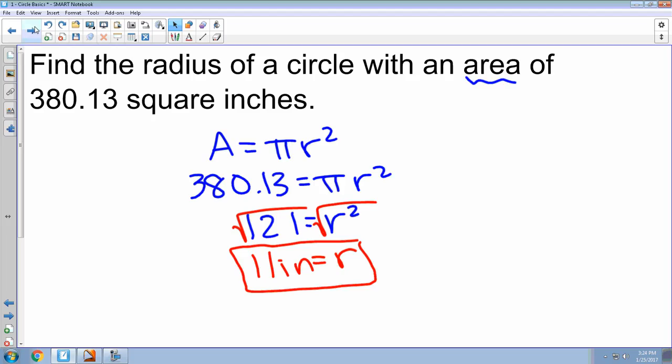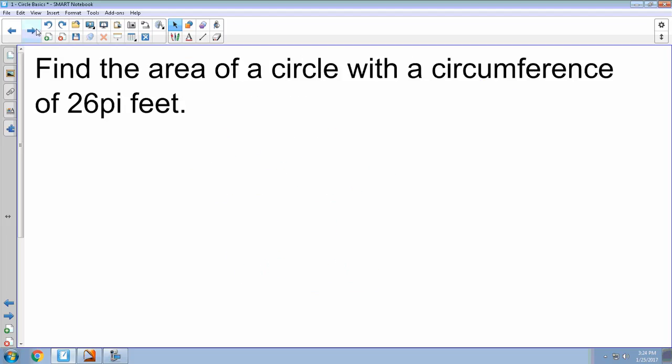The last problem we're going to do today is this one. My computer didn't have the pi button, so you are welcome to just write this as 26 pi. That's how you spell it. My computer didn't have the button to type it in on this program. Okay, this one's a little bit different. I want you to find the area, and I gave you the circumference. So you do need to start over here with what I gave you, a circumference of 26 pi.